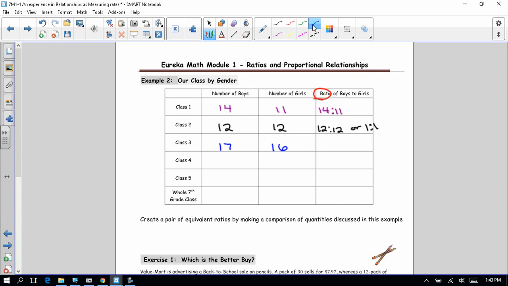17 boys, 16 girls. All right, this time I'm going to write it differently. I'm just going to write 17 to 16 just because I can. It means the same thing.